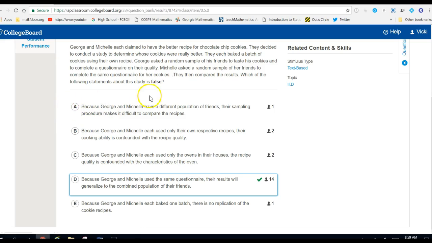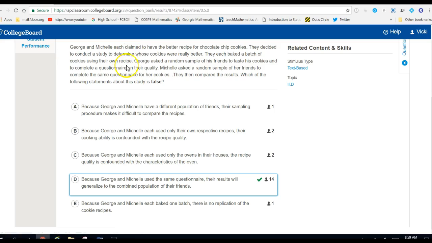So do this as you practice going through AP exam type questions. If you're looking for false, come down and mark each of these as true or false. And then go back and double check that you're writing down the correct response. So A, because George and Michelle have a different population of friends, their sampling procedure makes it difficult to compare the recipes. That is true.